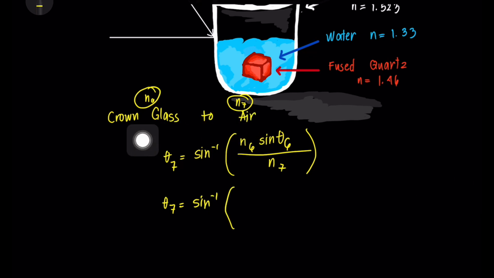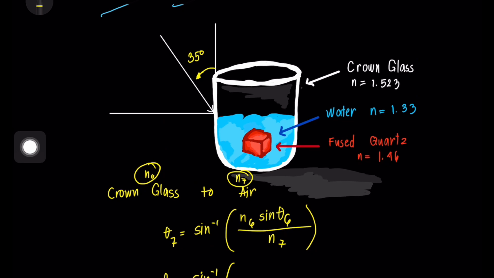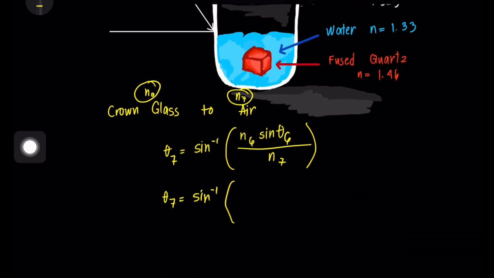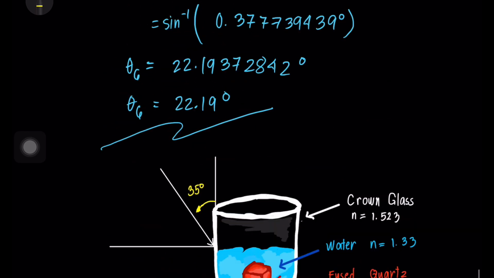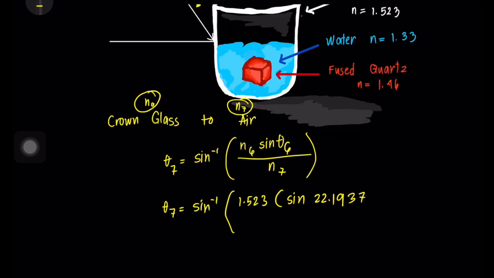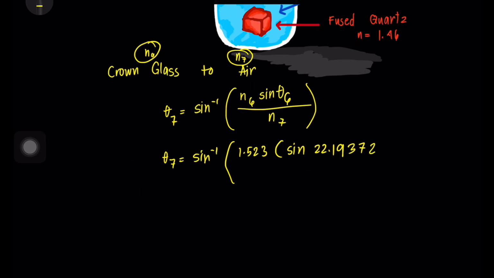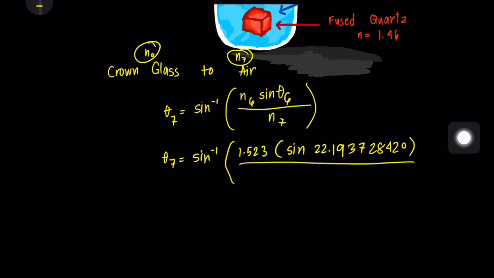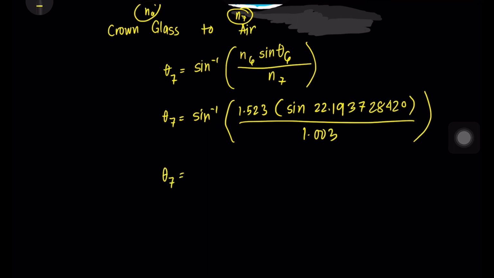So let us substitute. Theta sub 7 is equal to sine raised to negative 1. Our n sub 6 is now the index of refraction of the ground glass, which is 1.523. We multiply it by the sine theta sub 6 that we solved a while ago. Sine 22.19372842 degrees divided by the n sub 7, which is now the air, 1.003. So that's theta sub 7 is equal to sine raised to negative 1 multiplied by 1.523. We get now the sine of these figures, and then you hit equals.